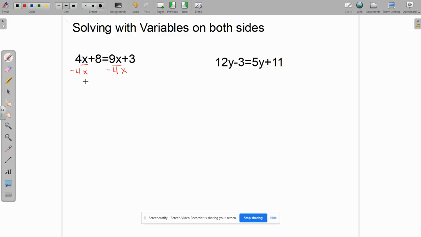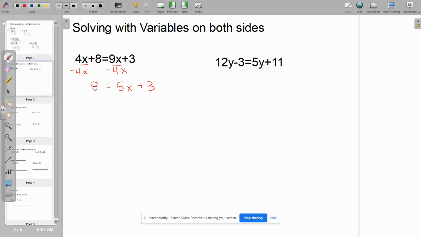So if that's the case, you are still doing addition and subtraction, just making sure that you're combining your like terms. So I'm only doing the x's with the x's. If I subtract 4x from this side, that leaves me with 0x and just 8. Subtract 4x from 9x, and I get 5x plus 3.